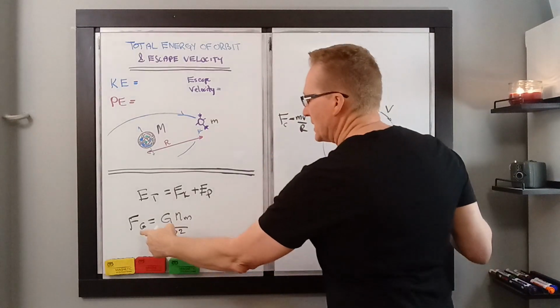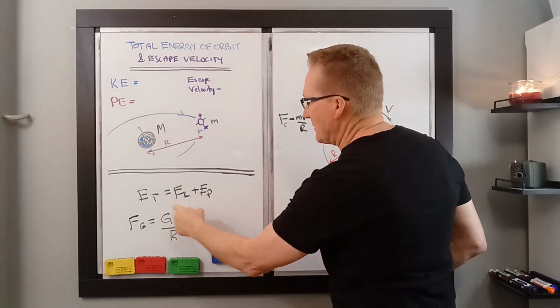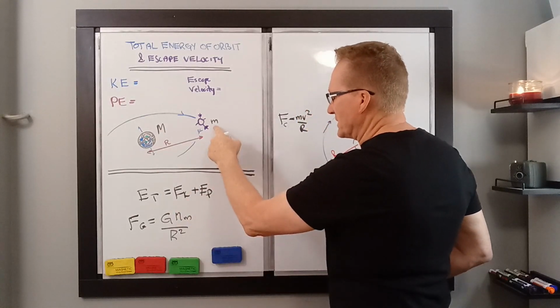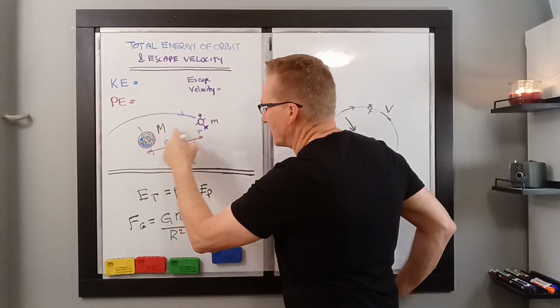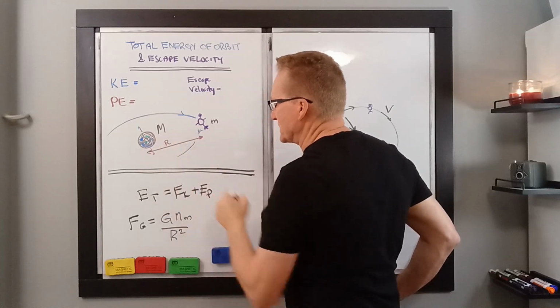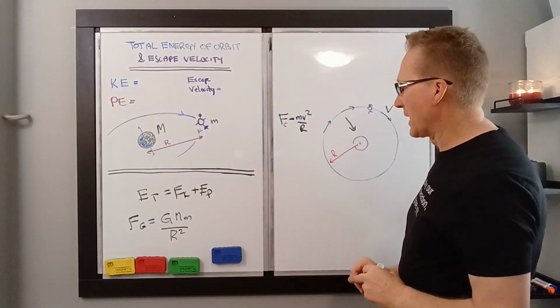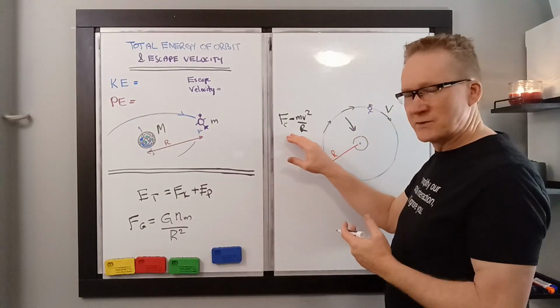As simple as this, the force of gravity is equal to big G, the gravitational constant, times big M, in this case the mass of the Earth, times little m for the satellite, divided by r squared. We're always measuring to the center of the Earth. From the center of the satellite to the center of the Earth is our r. Don't go to the surface of the Earth. You're going to get a wrong answer. So this is going to be the cause of the centripetal force.